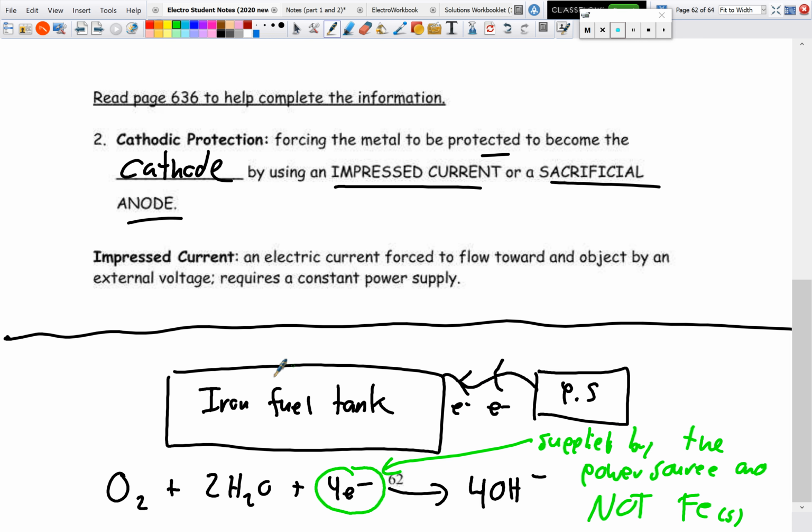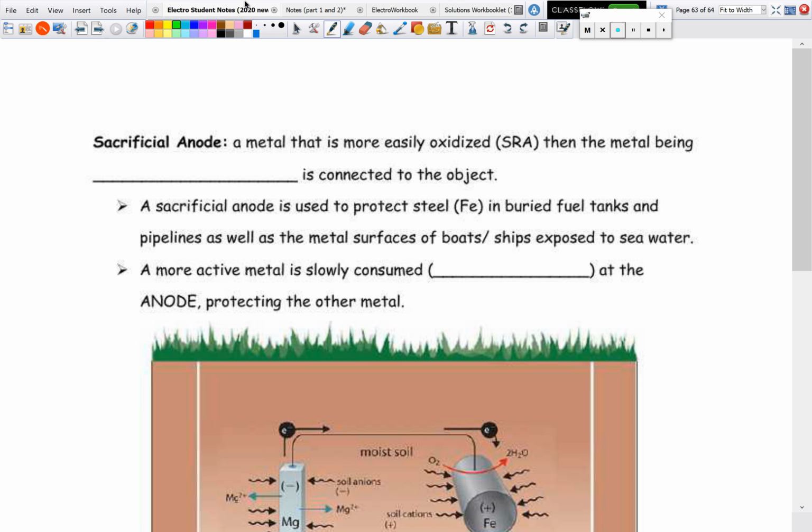Of course, the electrons are flowing over the iron tank, and then these electrons are readily available, so the oxygen and water are going to pick up the electrons from the power source and not from iron. So that is what the impressed current means: it's supplying that constant supply of electrons so that the iron will not oxidize, but it's picking up the electrons from the power source. So that is one way to protect. The other one is something called a sacrificial anode.